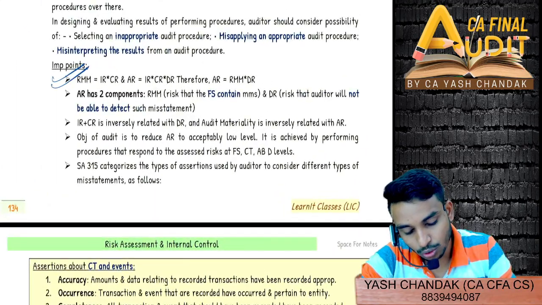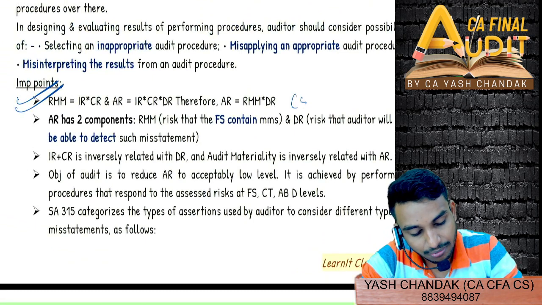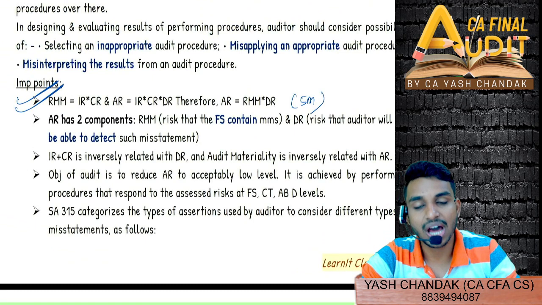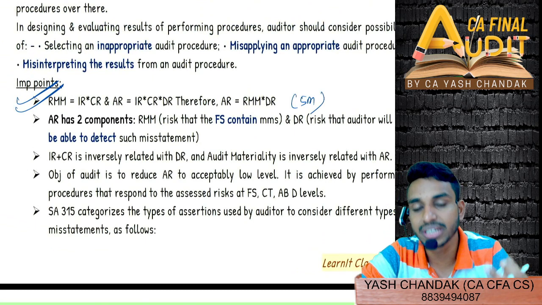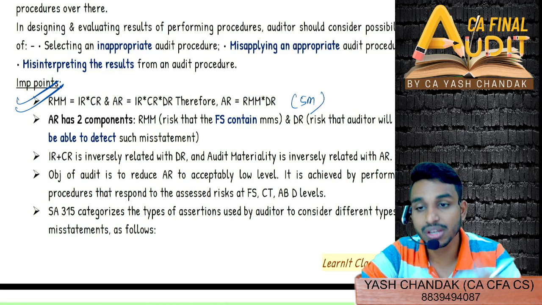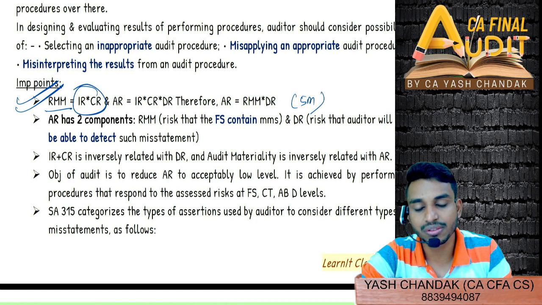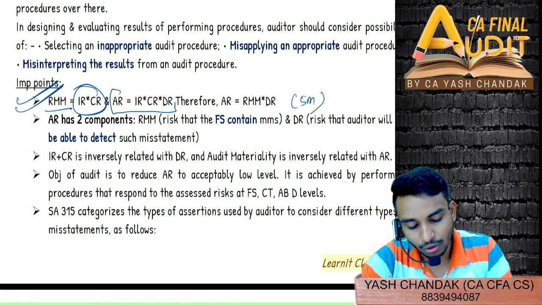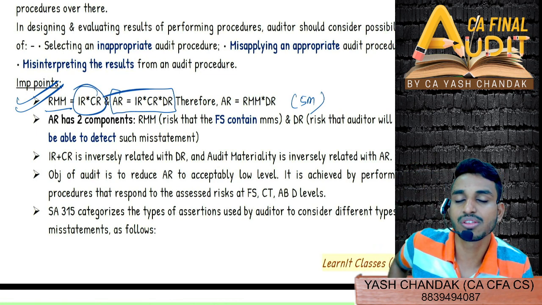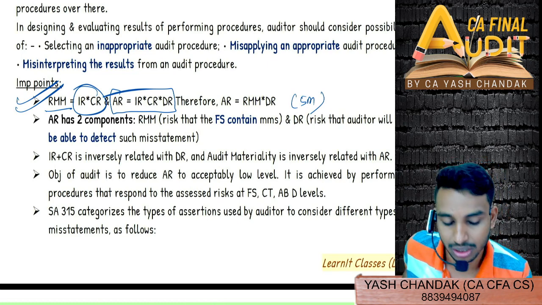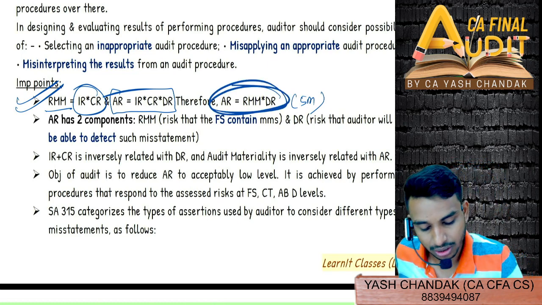Important points which I have already told you. They also asked a 5 mark question on this, where they asked you to calculate inherent risk, control risk, detection risk, overall audit risk, and risk of material misstatement, right? So risk of material misstatement, as I told you, is inherent risk into control risk. And audit risk is inherent risk into control risk into detection risk, or you can say ROMM into DR.